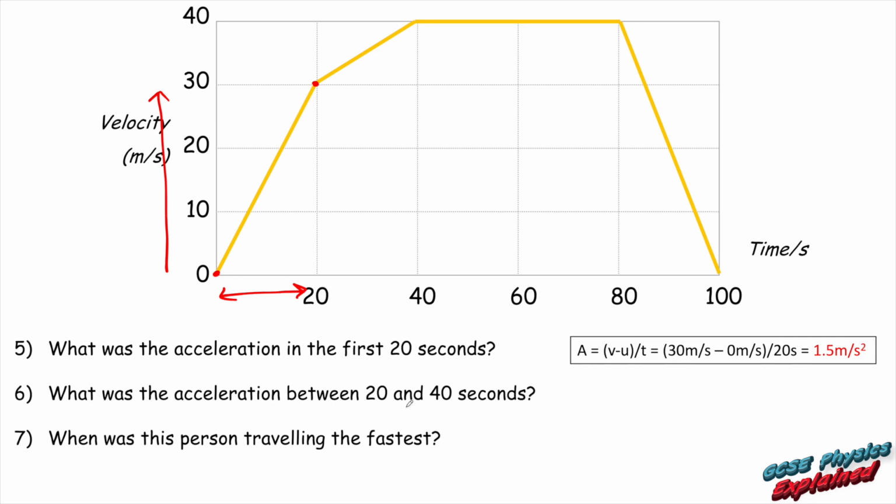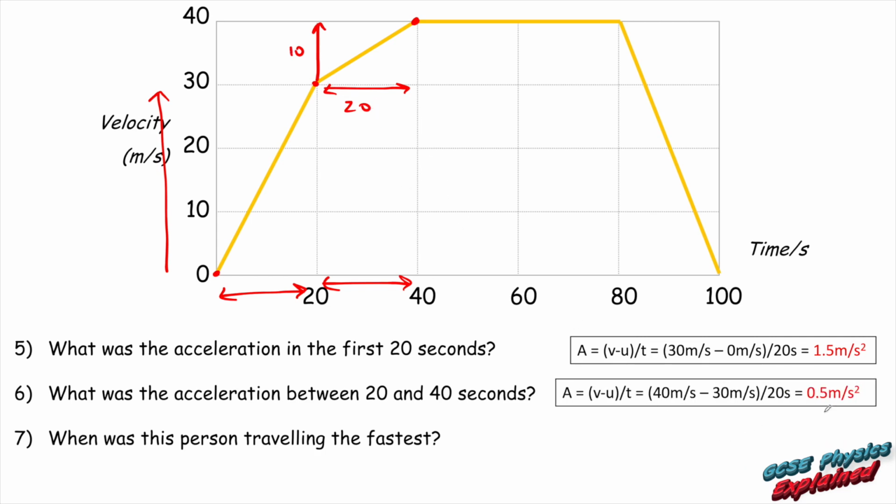What was the acceleration between 20 and 40 seconds? Right, well, there's 20 seconds and there's 40 seconds. So basically from there to there, it's gone from 30 up to 40. So it's changed by 10 and it took 20 seconds to do it. So from 20 to 40, that was the 20 seconds. So 10 divided by 20 comes out as a half.